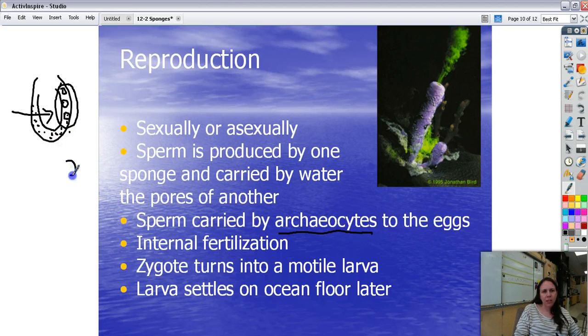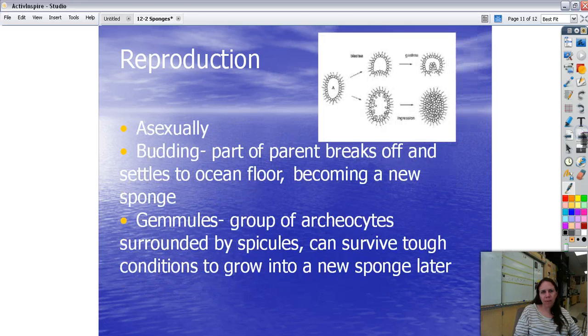Once the egg gets fertilized, it turns into a motile, meaning movable, larva, has little cilia that grow all over it, and that allows him to swim around. And then once he swims around, he finds a little happy spot on the bottom of the ocean where he kind of glues himself down, and then he's going to grow and turn into an adult sponge. So here's a little picture showing what he does. So this little guy is kind of what it looks like. It's not the same thing, but it's close.